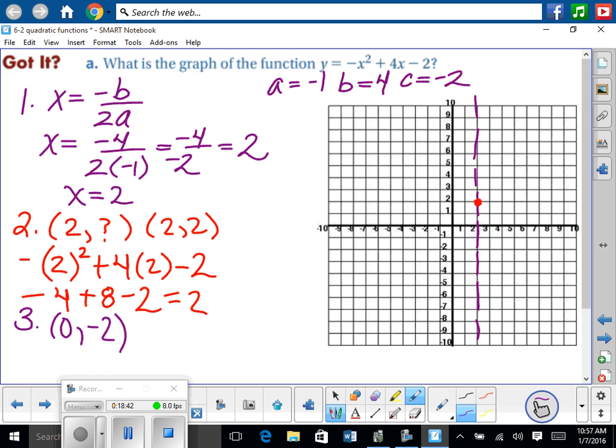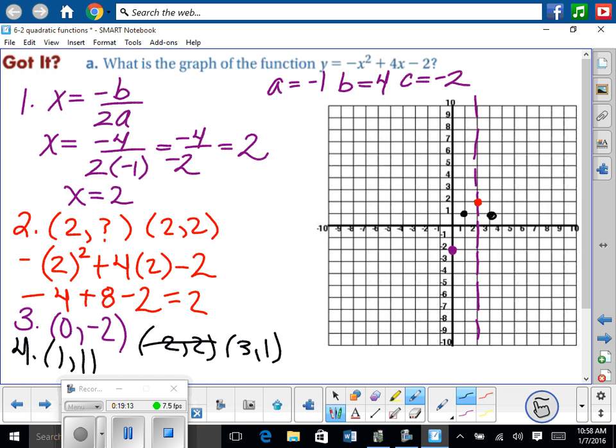So over 0, down 2. It's crossing the y-axis right there. Now I need 2 other points. You tell me 2 other points. We're going much quicker. 1, comma 1. So over 1, up 1. Awesome. Another one. 2, comma 2. Okay, so over 2, up. Oh, that's our vertex, right? So one more. 3, 1. Okay, so over 3, up 1.